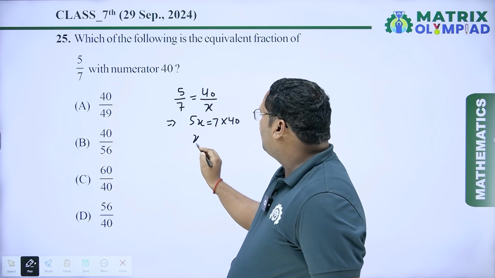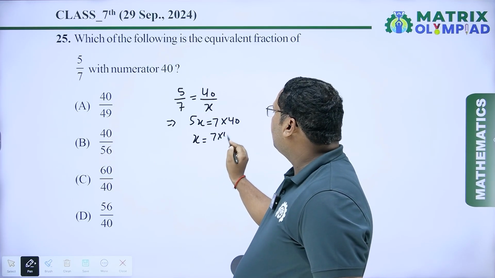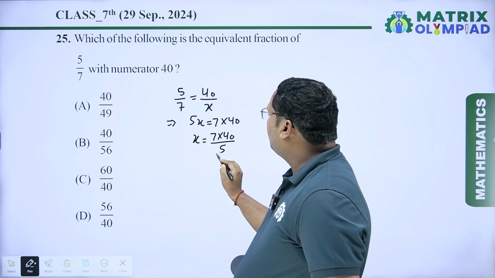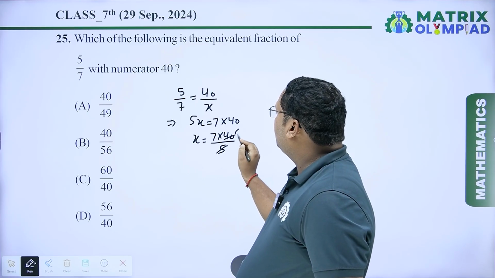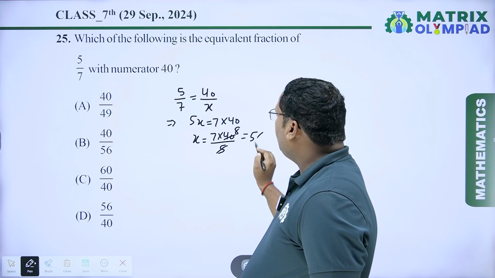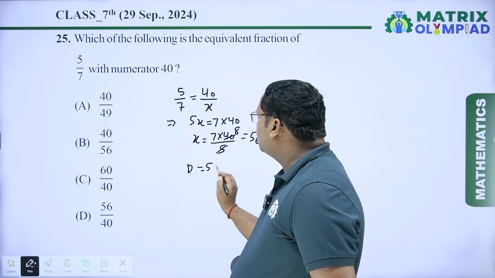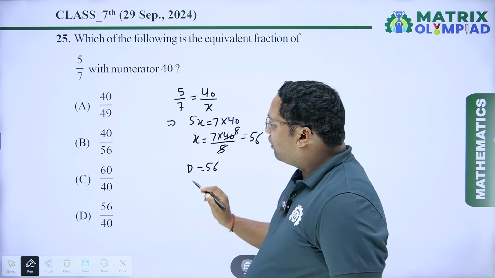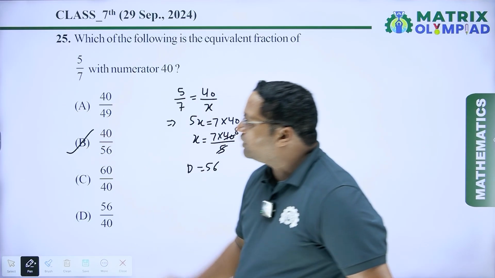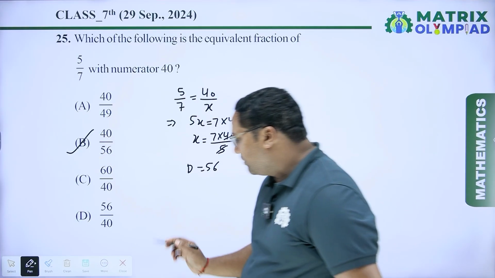So from here you will get x equal to 7 into 40 upon 5. 40 divided by 5 is 8. 8 7s are 56. So denominator is 56. So equivalent fraction is 40 upon 56, which is option number B. So right option is B option.